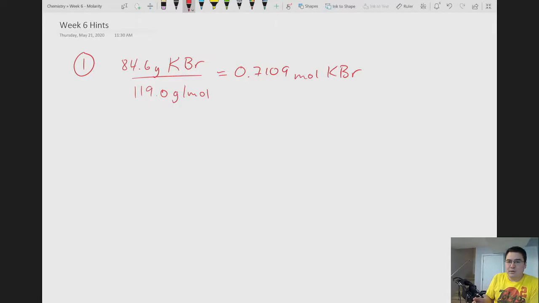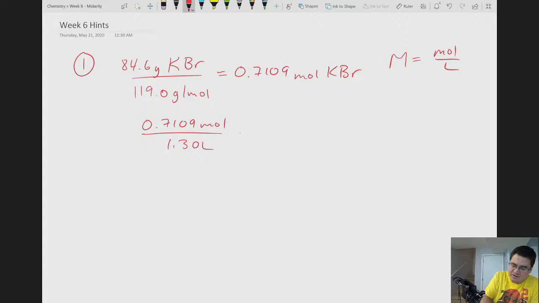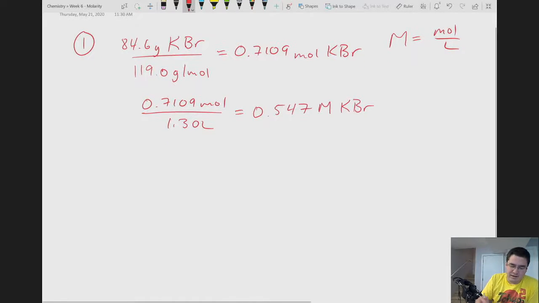And then to go from moles to molar, remember the definition of molarity is moles per liter. So I take the number of moles of the chemical and divide by the number of liters. Since 1.30 only has 3 sig figs, I will write my final answer, 0.547 molar. Usually you put the chemical name after it so that you know what solution you're talking about. So 0.547 molar KBr.